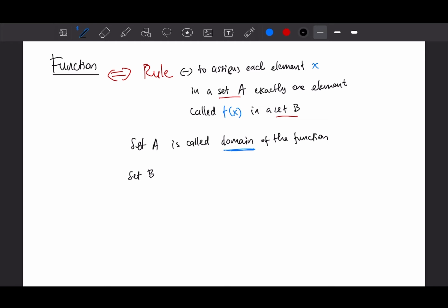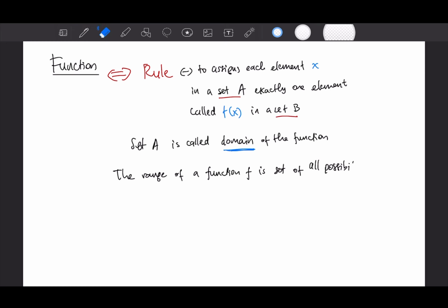And set B, or to be precise, the range of a function is the set of all possible values of f of x as x varies through the domain.